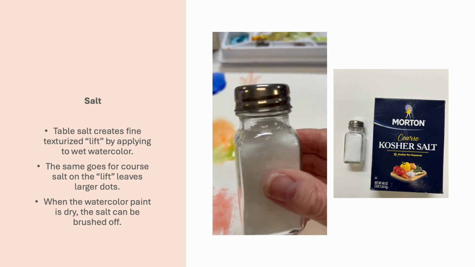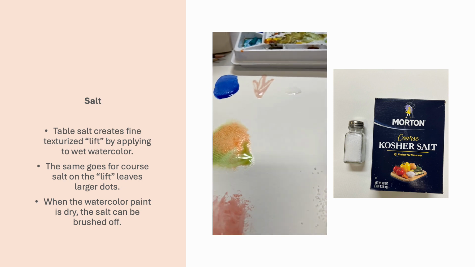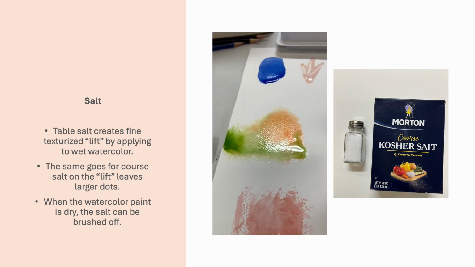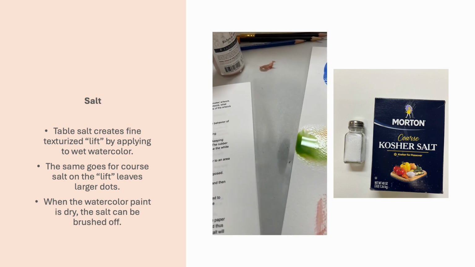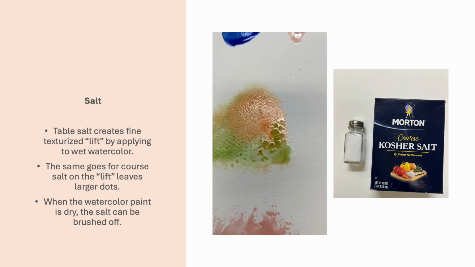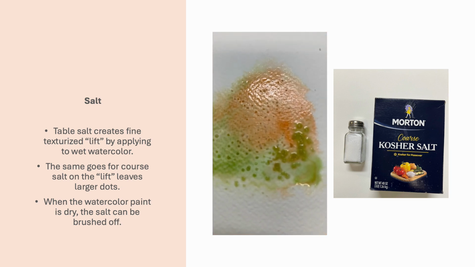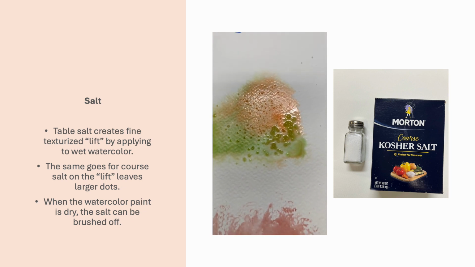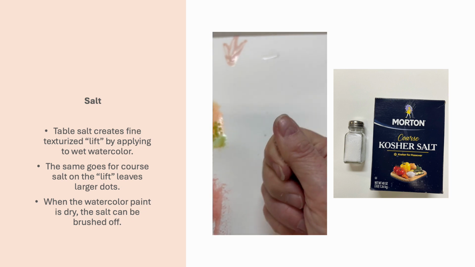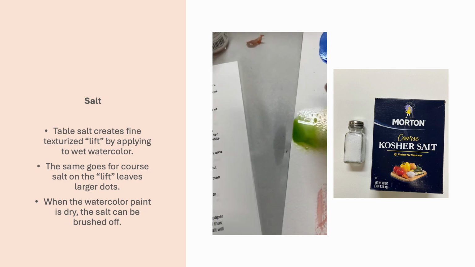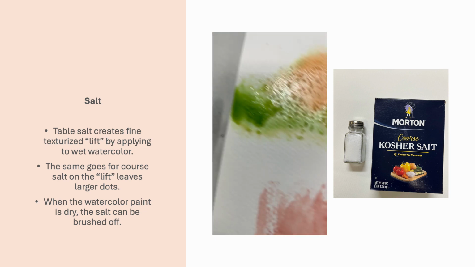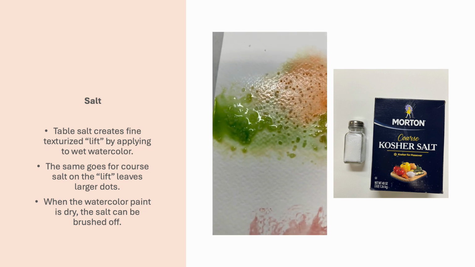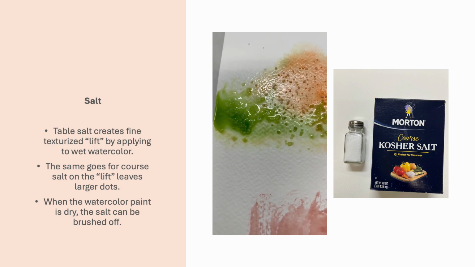I have the salt shaker here, and we'll just pretend that this tree needs some texture. So we go in and we sprinkle some table salt on it, and you can see that it begins to create texture. In between my fingers I have coarse salt, and we'll pick another area for the coarse salt, and that'll leave bigger textured areas or larger textured areas in the wet on wet.